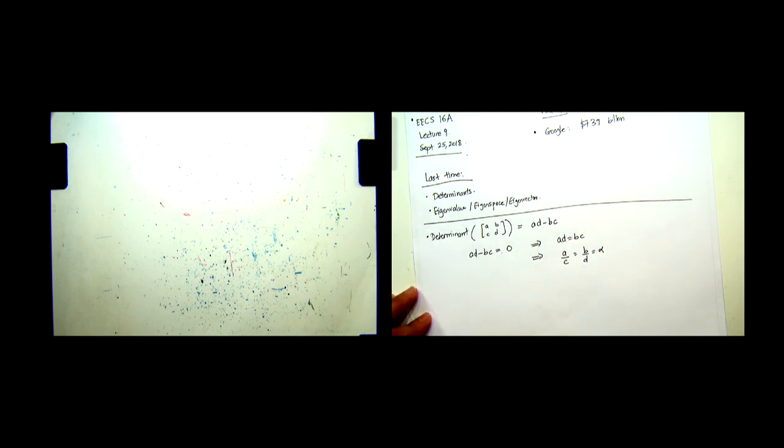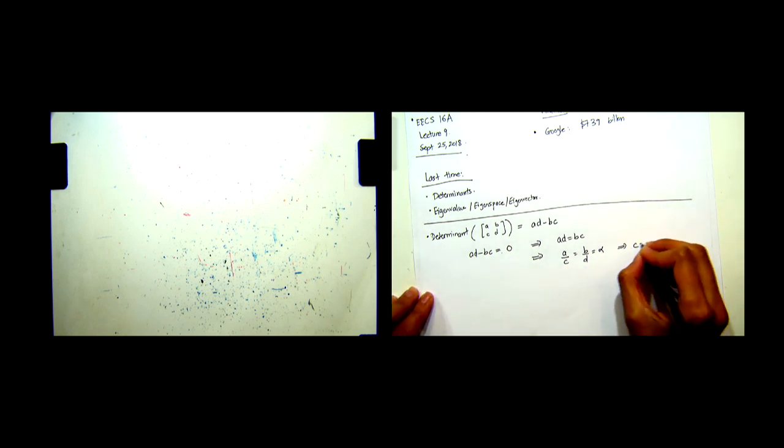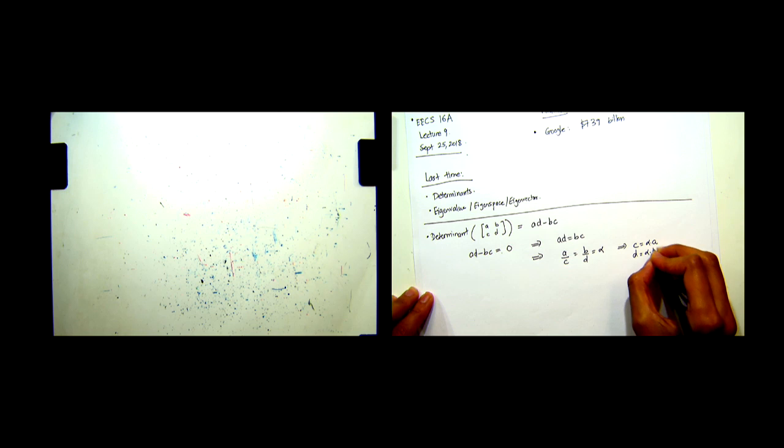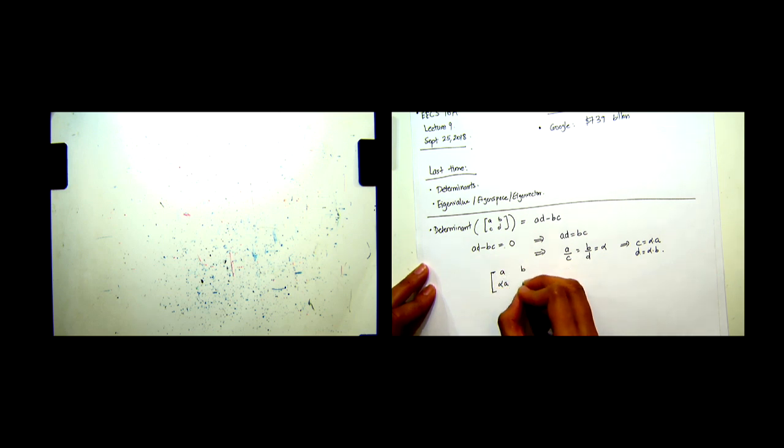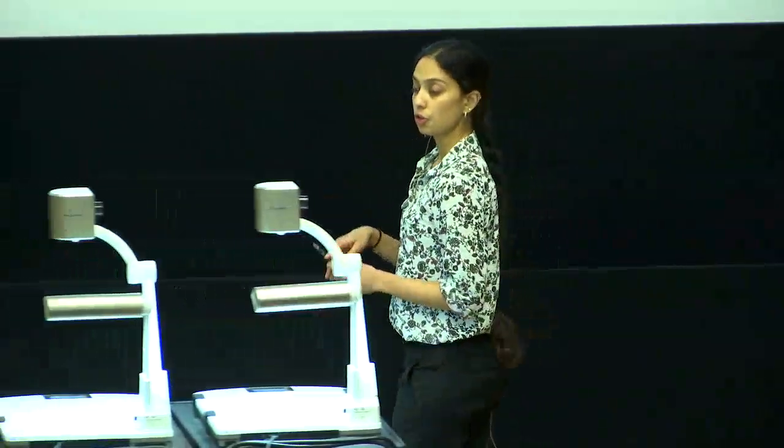What if I set this value to be equal to alpha? This implies that C is equal to alpha times A and D is equal to alpha times B. What does this make my matrix? I can rewrite my matrix as A, alpha A, B, alpha B. When you write the matrix out in this way, what do you immediately see about the columns? They're linearly dependent. So this is another way of reminding yourself of why the determinant is connected to linear dependence and independence. You can see immediately in the 2x2 case that when your determinant is zero, you can connect it to linear dependence and independence.